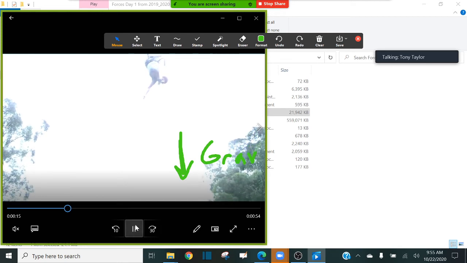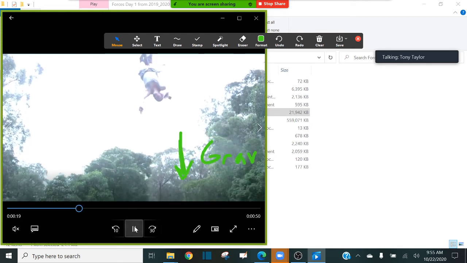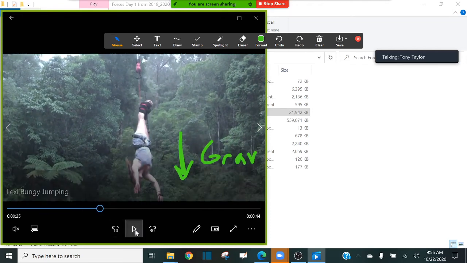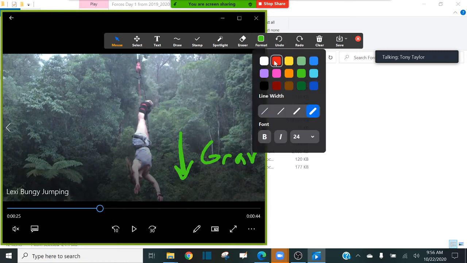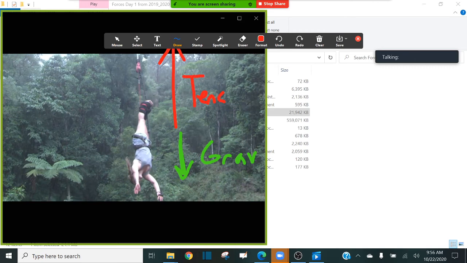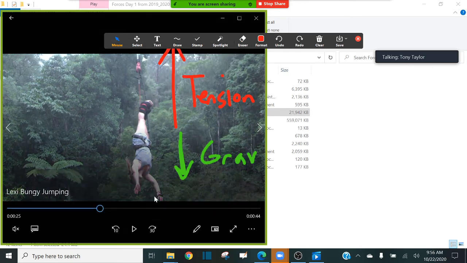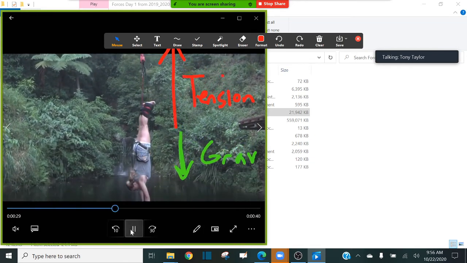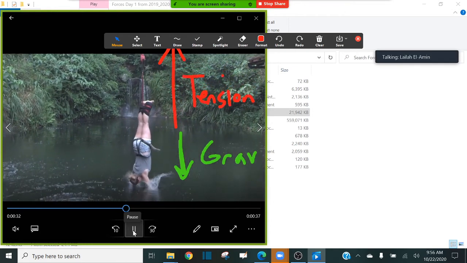But notice, guys, as she continues to fall, the rope that is connected to her gets tighter and tighter. So now we're introducing another force. The force from this rope is what physicists call tension. In this case, the tension force will be larger than gravity. So if the tension force is larger than gravity, what do you think Lexi will do at this moment? Will she speed up or slow down? She's clearly going to slow down.